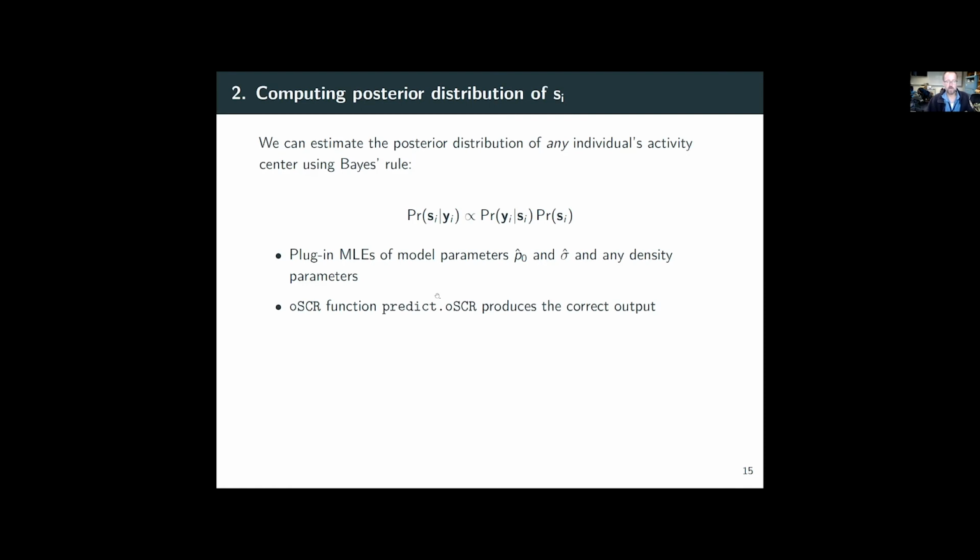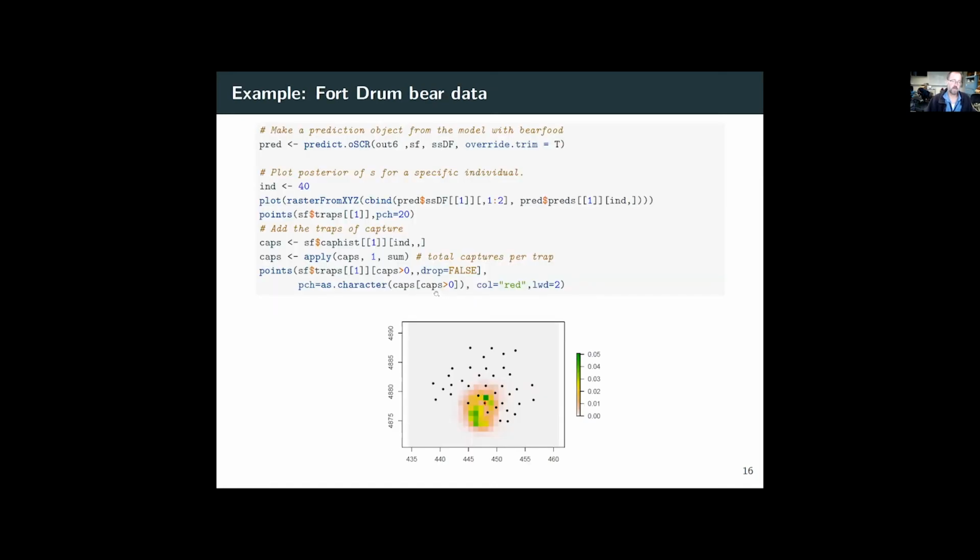So I'm going to show now how to use this predict.oSCR function to produce this estimated posterior distribution for a given individual's activity center. The first line of this code, which you can execute, I think runs pretty rapidly. If you ran those model fits given previously, they might be finished now, and you could execute this predict.oSCR function. Feed in the model, the fit object that you're interested in generating predictions for.